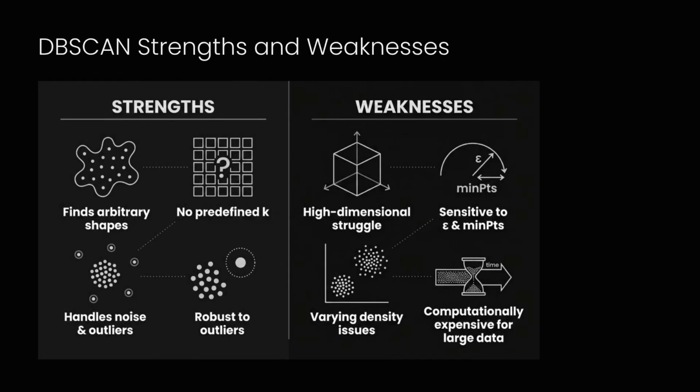DBSCAN's strengths include finding arbitrarily shaped clusters and being robust to outliers. Its weakness is high-dimensional data, where density becomes difficult to define, making parameter selection challenging. It is also not ideal for clusters of highly varying densities.